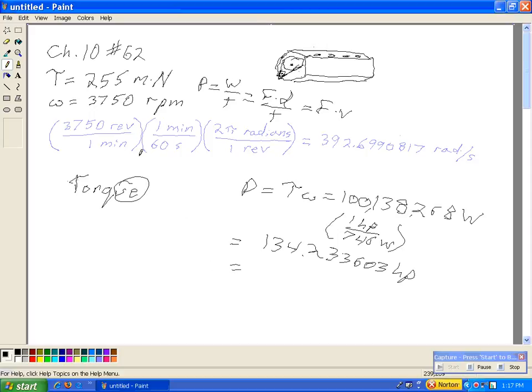Anyhow, I see three numbers here. It looks like four numbers to me, but Mr. Barany, he says the zero doesn't matter. It could be 3749 or 3751, and they rounded it up. So that's three numbers. So we'll stick to three numbers. Make 134 horsepower.